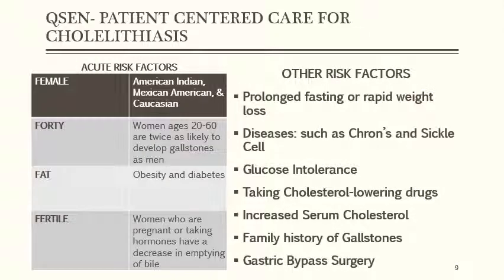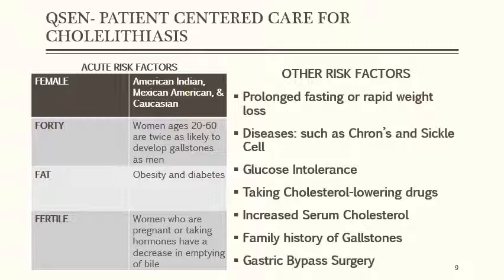Mrs. Rivera has a lot of risk factors that make her susceptible to experiencing acute cholelithiasis. According to QSEN, the Quality and Safety Education for Nurses organization, there are 4 acute and common risk factors associated with gallstone formation that are called the 4 Fs. And that is if the patient is female, 40, fat, or fertile. And Mrs. Rivera fits all of these criteria.